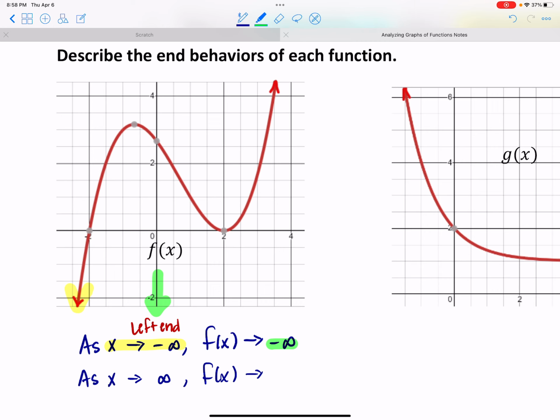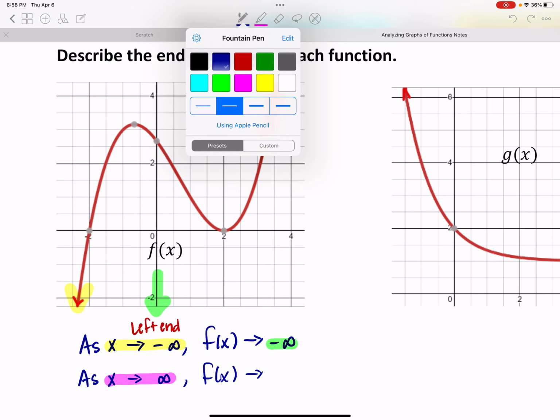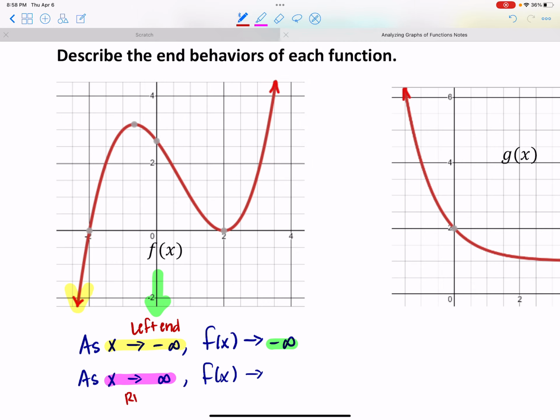Okay? Now here, if we are looking at this as our frame of reference, if x is approaching infinity, again, if we're on the x-axis and we're approaching positive infinity, we are going to the right. So this is notation to say, hey, go to the right end of the graph. That's our frame of reference. Now, if we go to the right end of this graph, we want to see where the y values are headed.